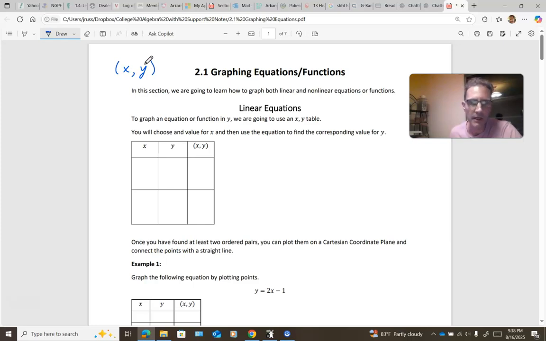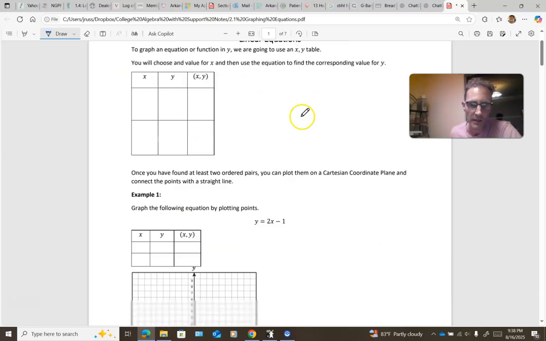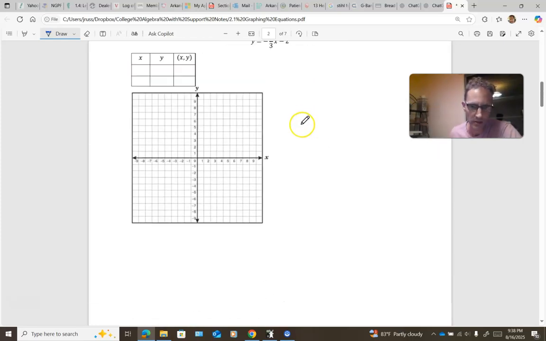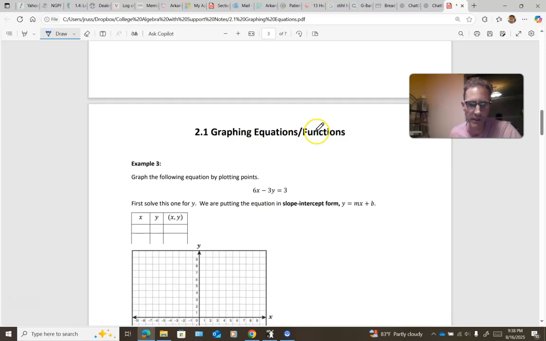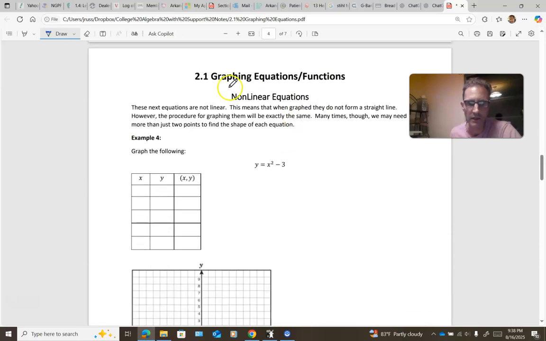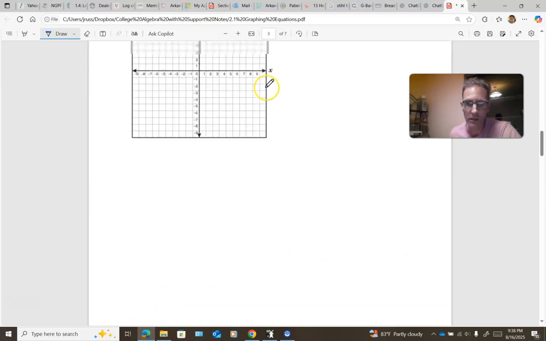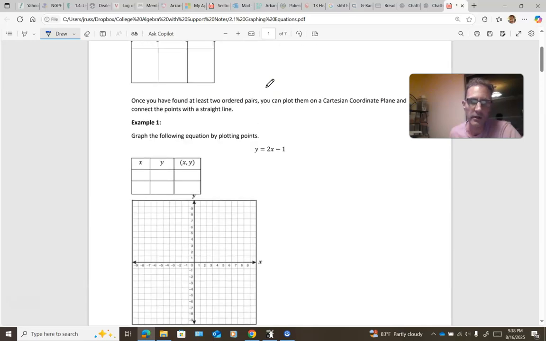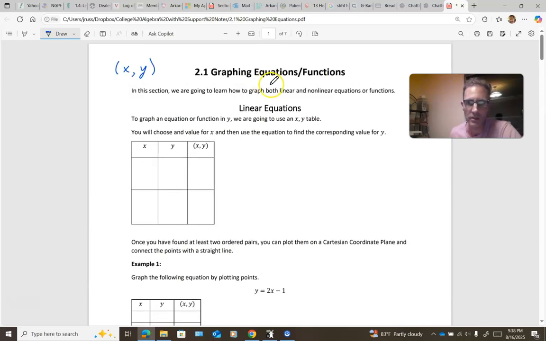Now, we're going to start off working with linear equations. We're going to be graphing these. And then we're going to transition down here in probably another video to graphing nonlinear equations. So a linear equation is just an equation that when you graph that relationship between x and y, it is linear. In other words, it forms a line.